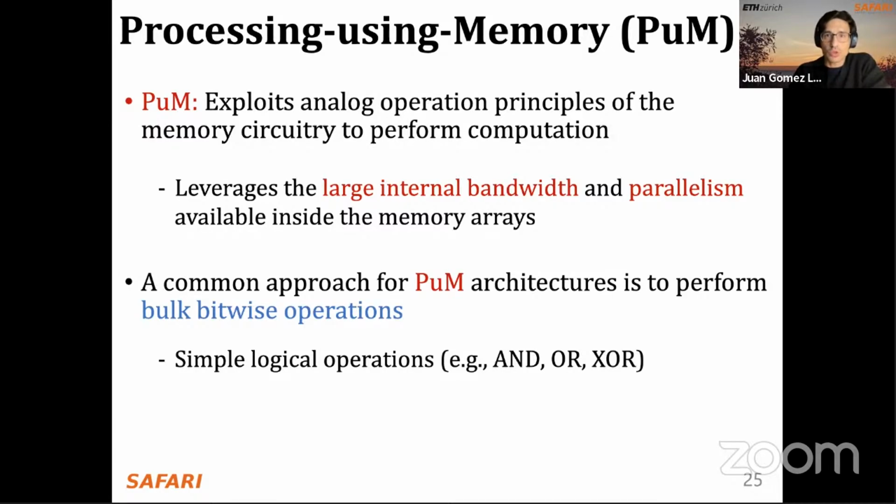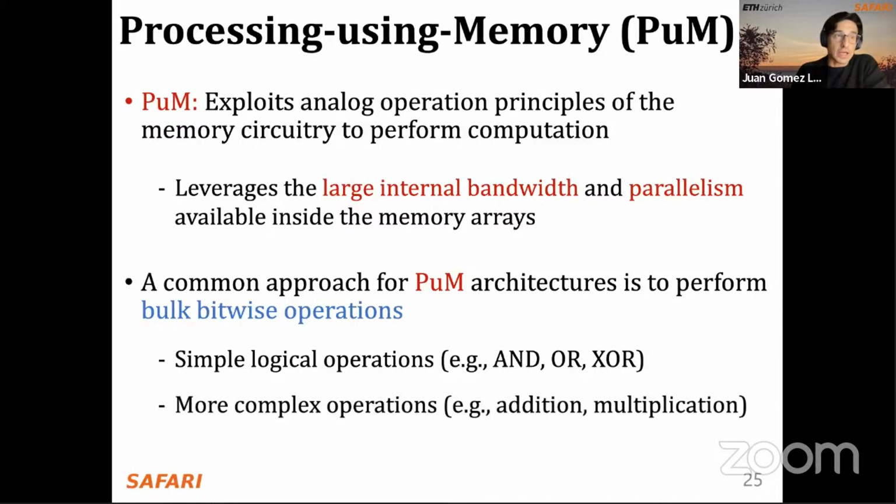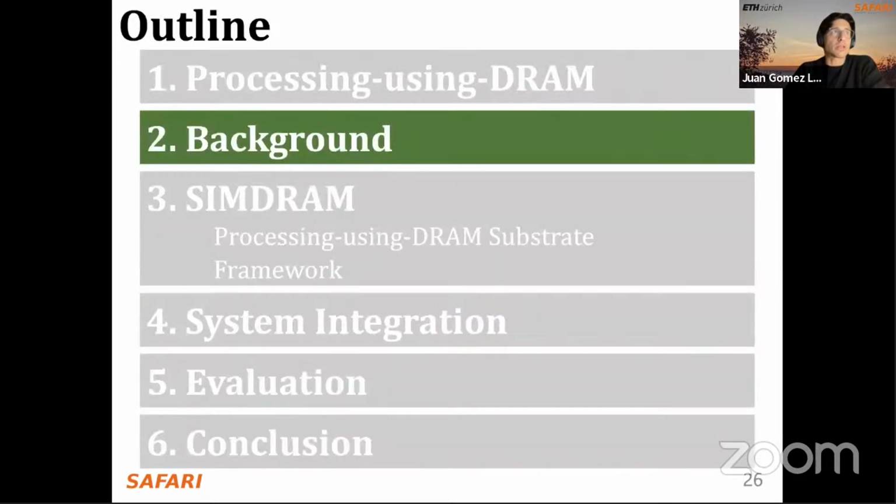Previous approaches to processing using memory were able to perform bulk bitwise operations, like simple logic operations like AND or XOR, and some works also propose ways of doing addition and multiplication. But as I said, they really entail significant changes to the hardware, and in that sense they are not practical. And also these works don't show how to extend the instruction set that the processing-using-DRAM engine or substrate can provide.